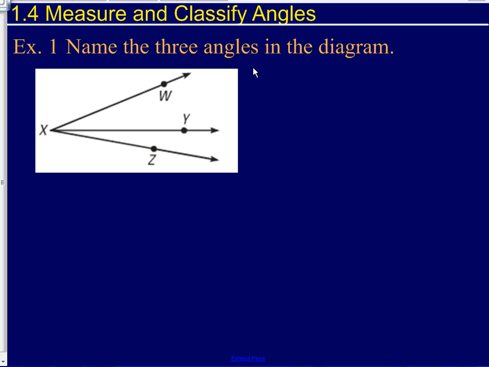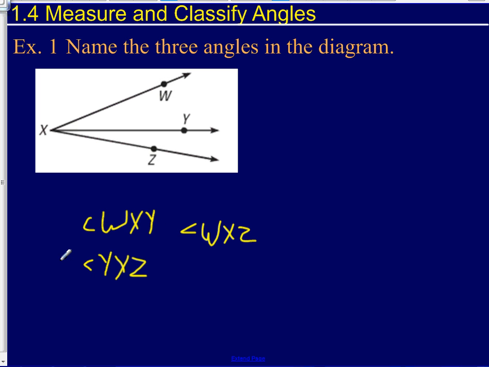Alright, so if I were to measure or name three different angles in this diagram, I could say I have angle WXY, alright, I have angle YXZ, alright, I could say I have angle WXZ, alright, so those are just three of them. I could also name each of these angles different things. Alright, I could do angle YXW and things like that.